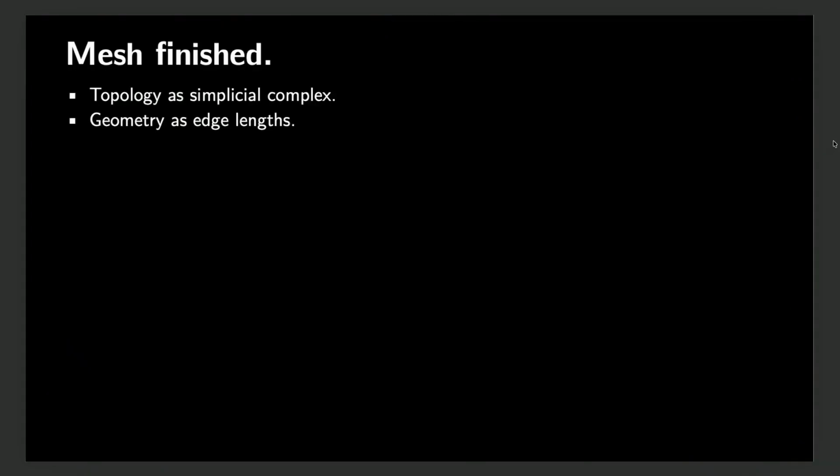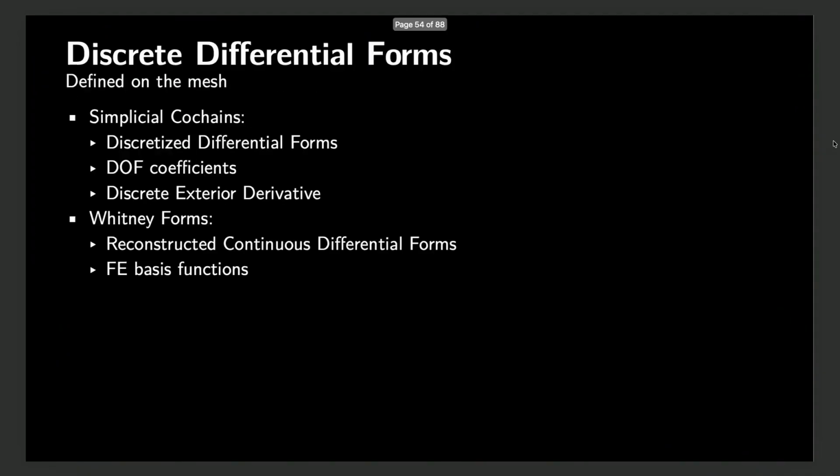Okay, we're finished with the mesh. We got topology and geometry defined. Now we can get to the actual differential forms. These discrete differential forms come basically in two flavors. One being simplicial cochains and the other being Whitney forms. And they come in pairs.